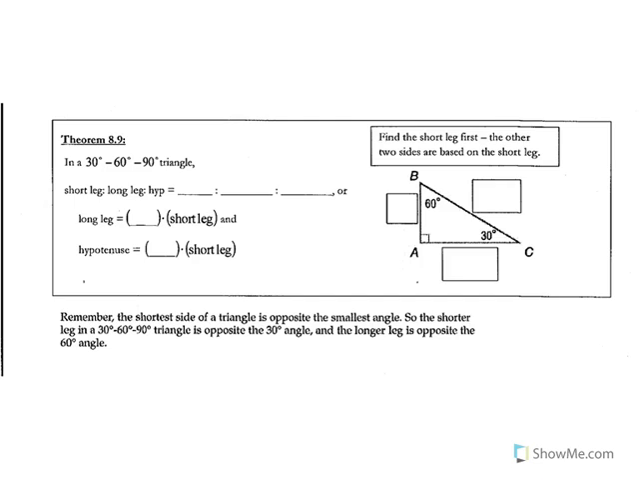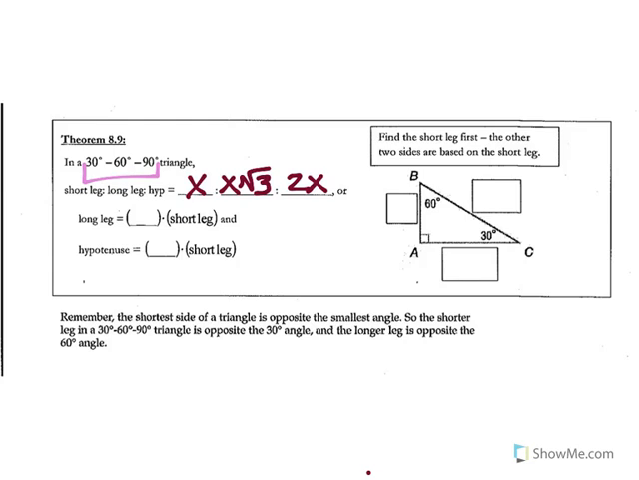So again, another theorem. I don't need you to know it's 8.9. It just deals with 30-60-90 triangles, and its ratio goes short leg, long leg, hypotenuse. And like I just said in the last slide, we use the short leg, that's our x. Everything's in reference to it. The long leg is x radical 3, and then our hypotenuse is 2x.